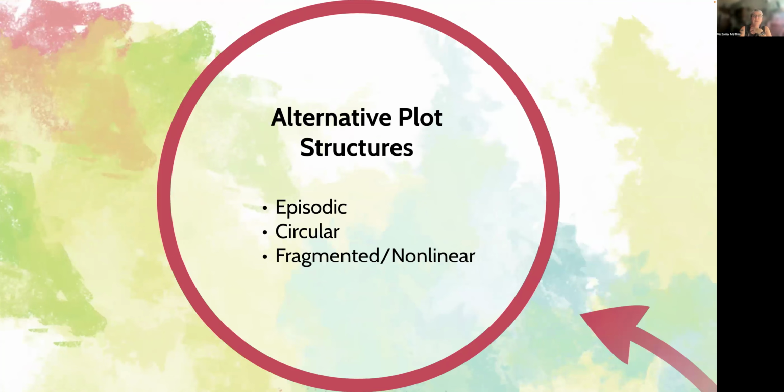Alternative plot structures. Not all plays follow this beginning, middle, end model. Some experiment with form and time. We start with episodic plot. It jumps across time or space. It includes multiple characters and multiple subplots. It is often used in more modern or experimental plays. A really good example is Angels in America by Tony Kushner or Mother Courage by Brecht.